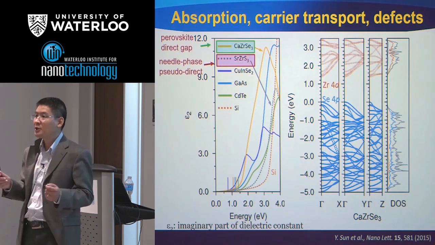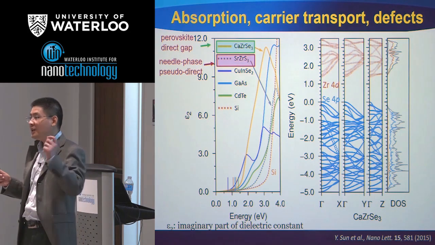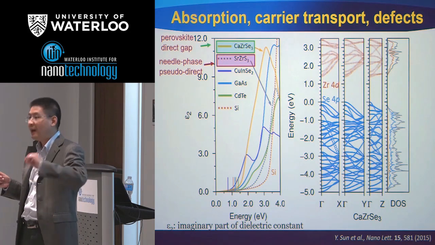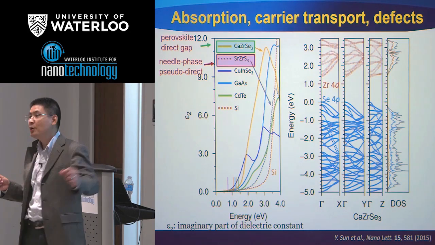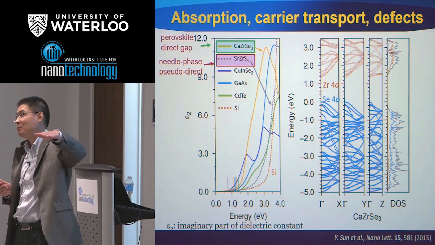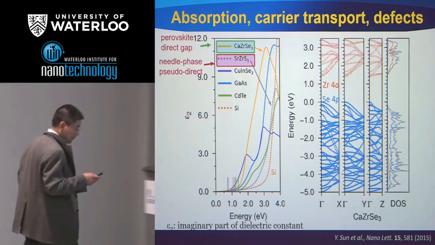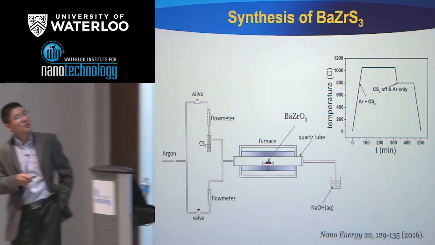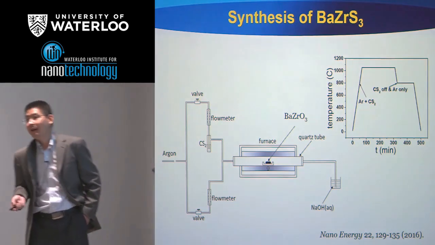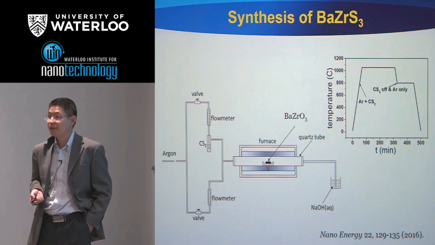Because these two requirements are typically contradictory to each other. If you want strong light absorption, you need a very high density of states. If you have a high density of states, you will have very flat band dispersion. So, you know, that's theory. And then we need to do experiments to verify it.